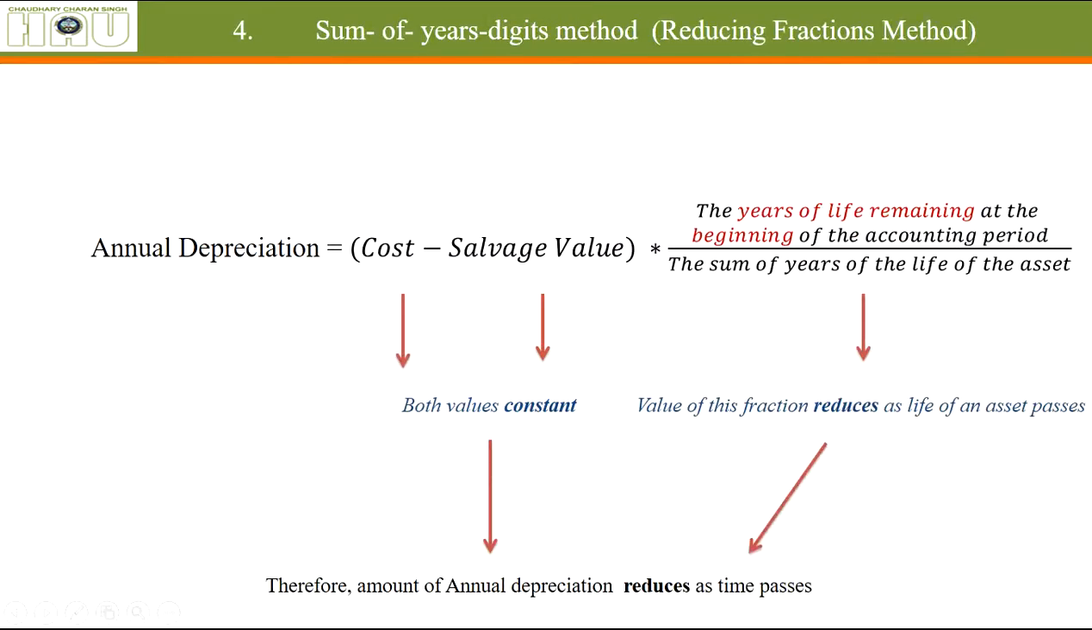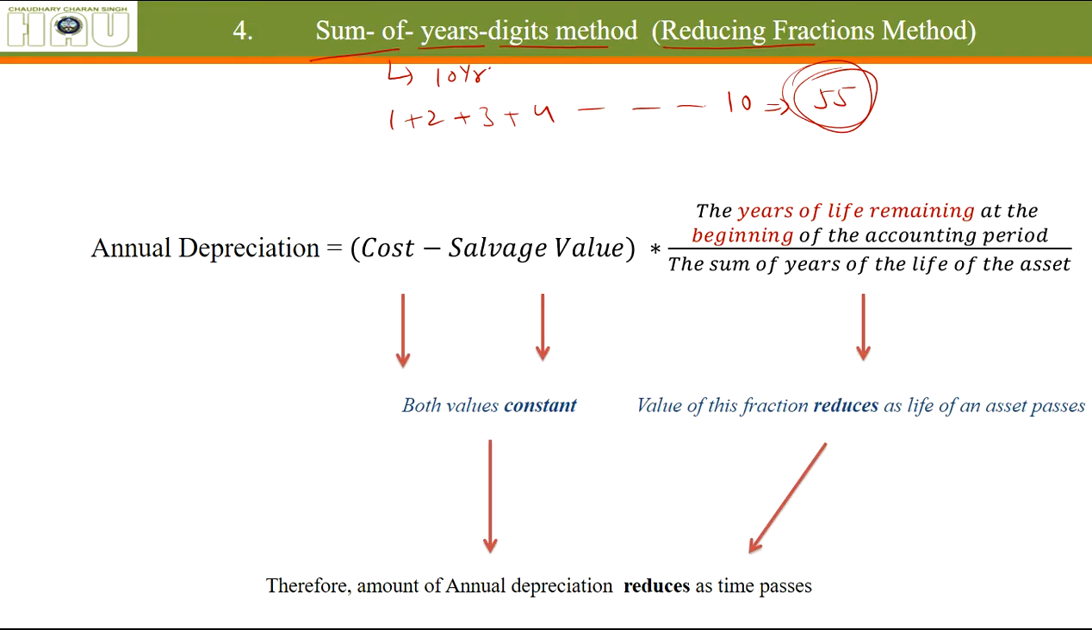Okay, sum of years digits method. Just read the sentence again. Sum of years digits method. Let's say the life of an asset is 10 years. Sum of years digits method, 1 plus 2 plus 3 plus 4 go up to 10. If you're going to sum them up, it will come up to 55. This 55 will be used in this method.